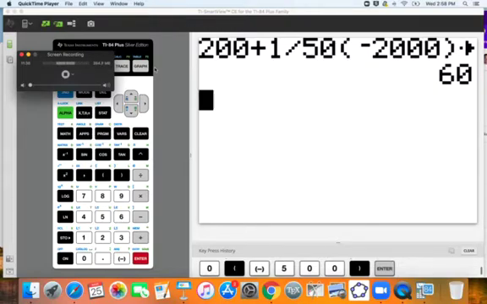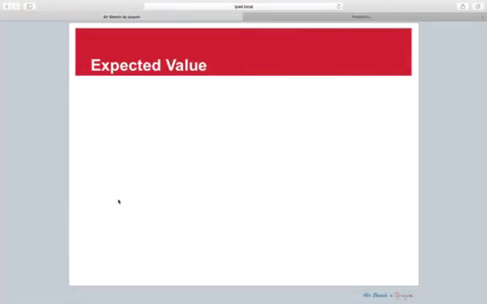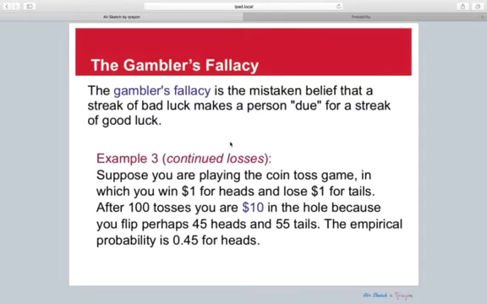All right, so now we know what the law of averages is, and we also know how to find expected value. So let's talk about some misinterpretations of these things that happen very commonly. One of those is called the gambler's fallacy, which is the mistaken belief that a streak of bad luck makes a person due for a streak of good luck. What you have to remember is that these events are independent, so their outcomes don't rely on each other. A coin that you've tossed 10 times and has landed 9 heads and 1 tail isn't going to remember that on the next flip. It's independent, so it's equally likely still to be heads or tails.